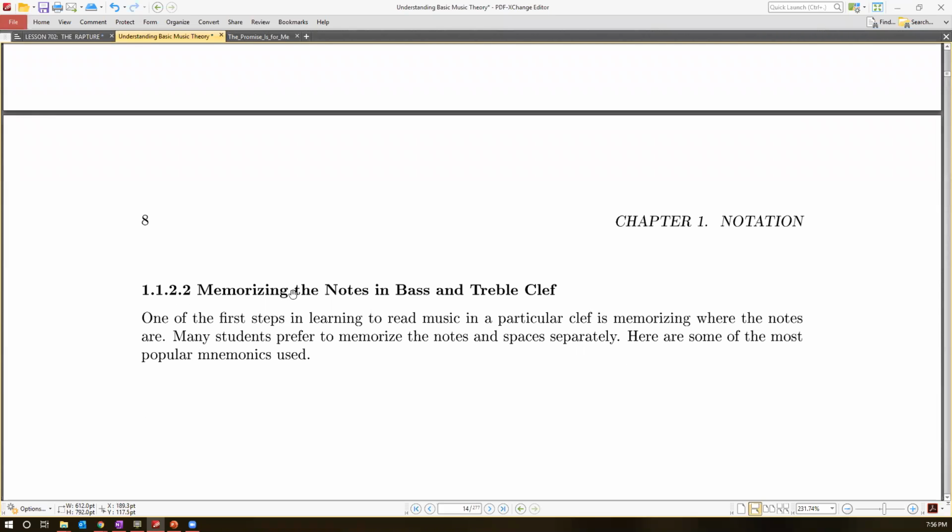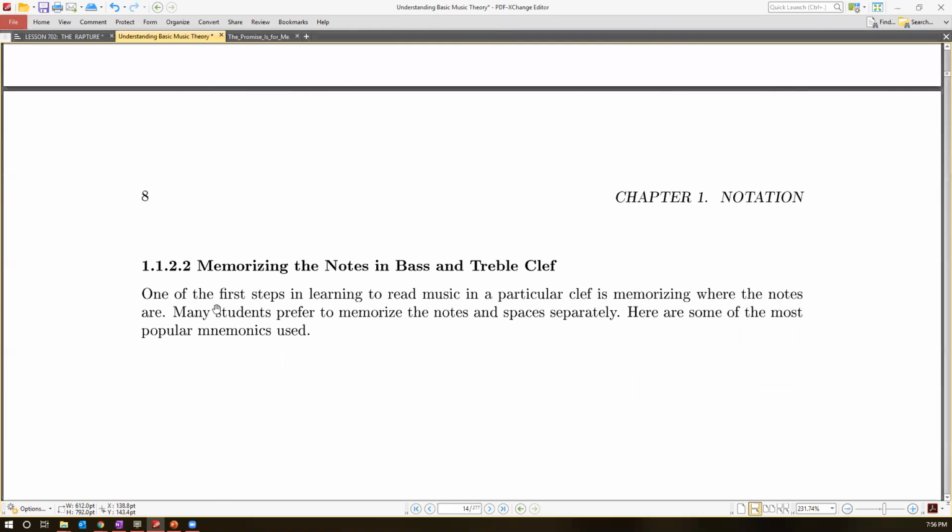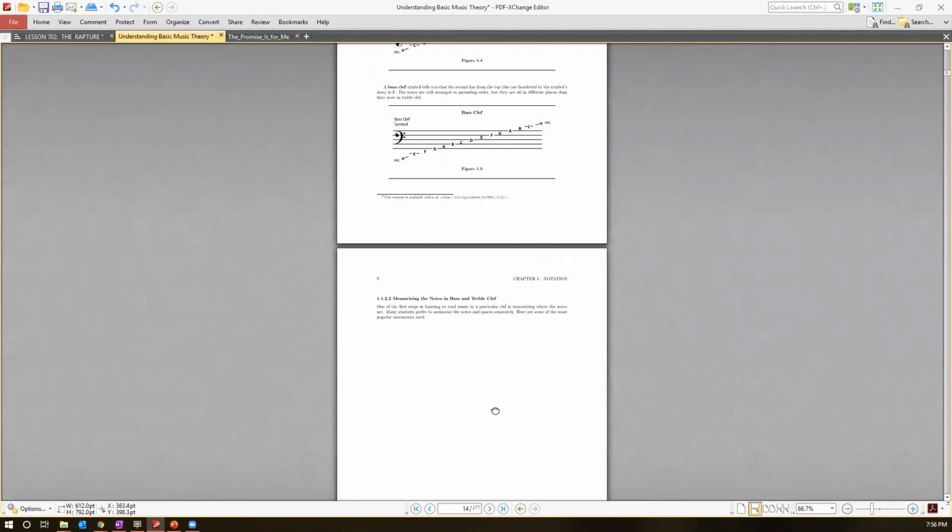Okay, so memorizing the notes in the bass clef. We've done that. One of the first steps in learning to read music in a particular clef is memorizing where the notes are. Many students prefer to memorize the notes and spaces separately. Here are some of the most popular mnemonics used.